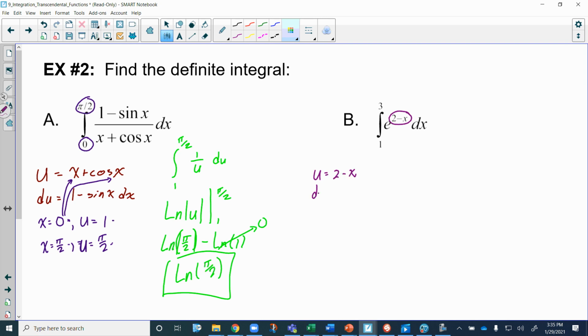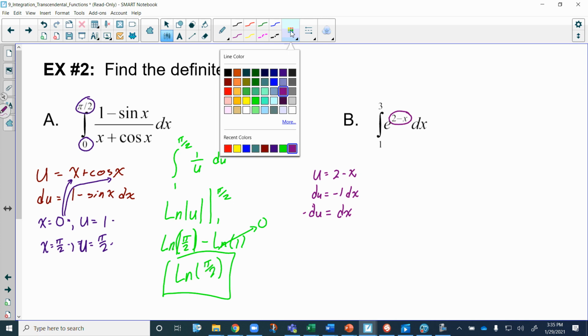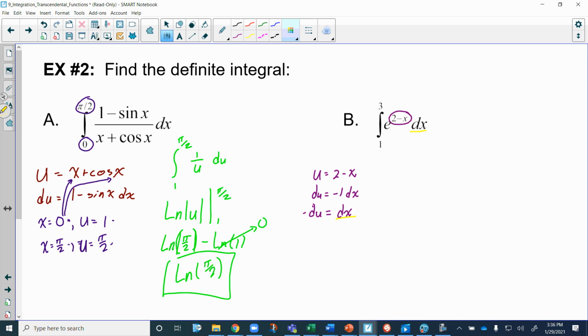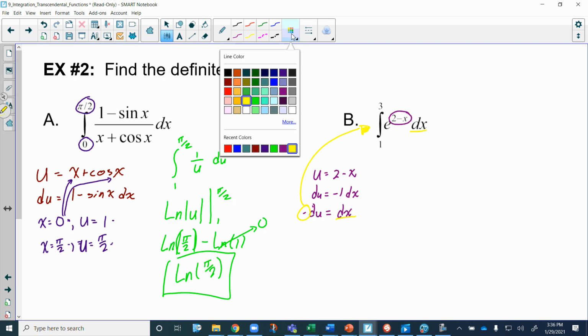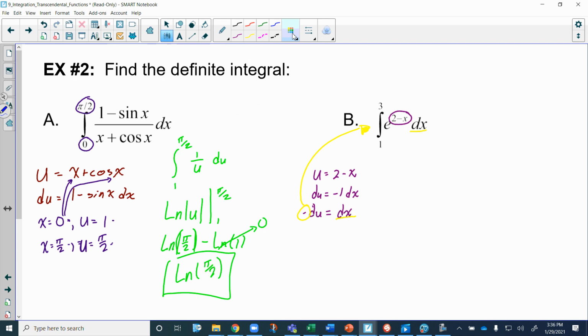So if I take the derivative of that, that'll be a negative 1 dx, and the negative needs to be moved away. Multiply both sides by a negative 1 again, and that'll give me negative du equal to dx. So now the dx expressions match, where I just had 1 dx here and 1 dx here. So I do need to bring that negative in front of my integral when I work it out now. So let's go ahead and do that.